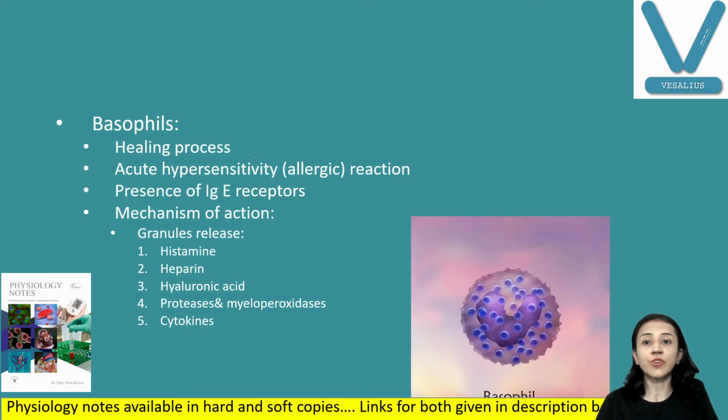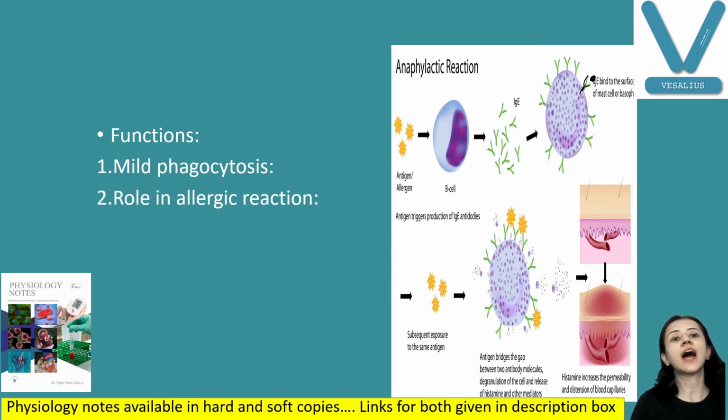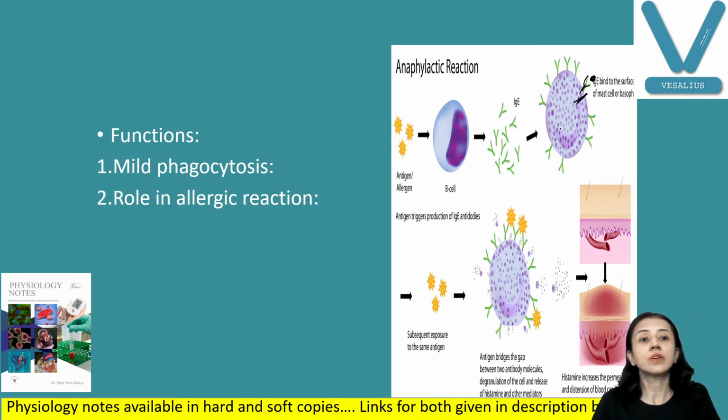Basophils are also important for healing as well as allergic reaction. Basophils have IgE receptors, which you can see here. These are the basophils. So when an allergen binds to the IgE, immunoglobulin E, and when the allergen binds with the IgE, there is rupture of the membrane of your basophil, and the substances of allergic reaction are released. And the granules contain histamine, as we have discussed, heparin, hyaluronic acid, cytokines, proteases, and myeloperoxidase.